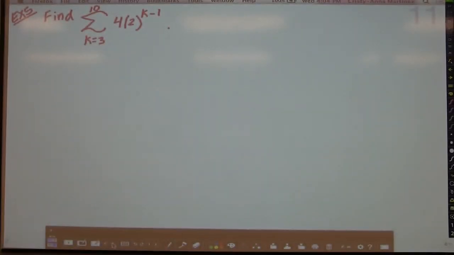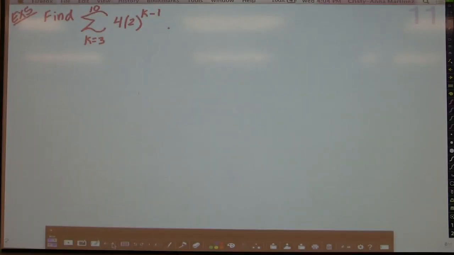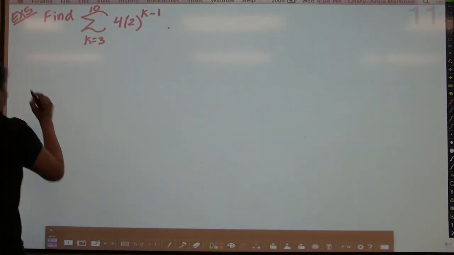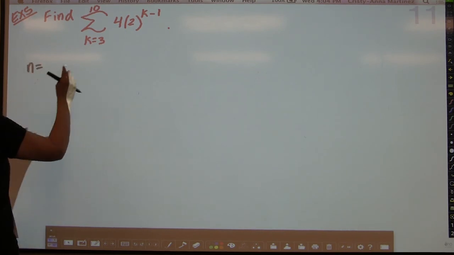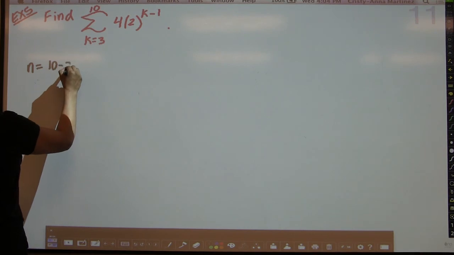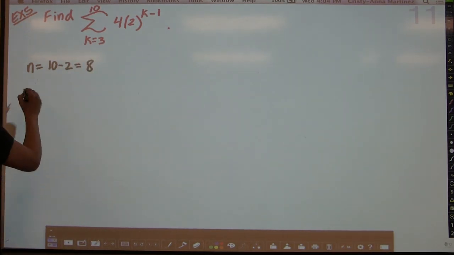And then we're going to go to our lovely sigma notation. And we are familiar with sigma notation already. So now we're just going to go and do the example here. So first thing we have to do is identify what n is. And because we're starting at 3 and ending at 10, we're going to go 10 minus 2, which is 8. So our n value is going to be 8.